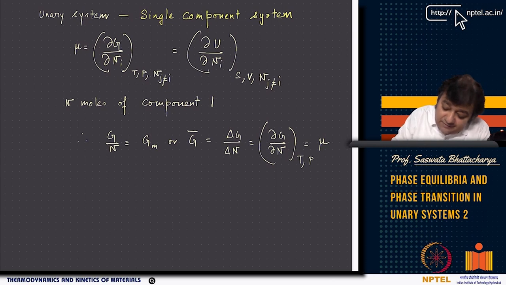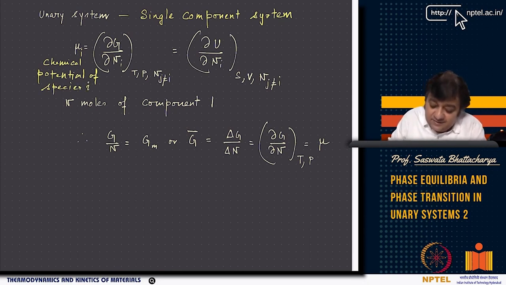Mu I is the chemical potential of species I. It is the partial derivative of Gibbs free energy with respect to mole number of species I. That means how the Gibbs free energy changes if there is a small change in the mole number of species I, keeping Nj, that is all other species' mole numbers, temperature and pressure constant. This is how we define the chemical potential of species I, or component I.